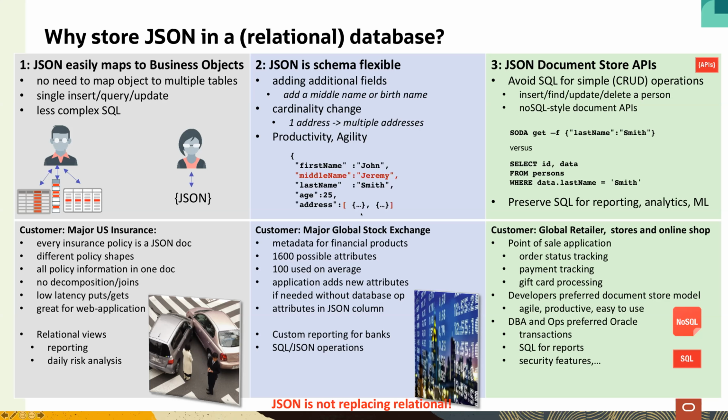Again, we see a lot of customers using JSON as flex fields. So they store JSON alongside relational columns. So it's typically primarily, let's say, an 80% relational application.